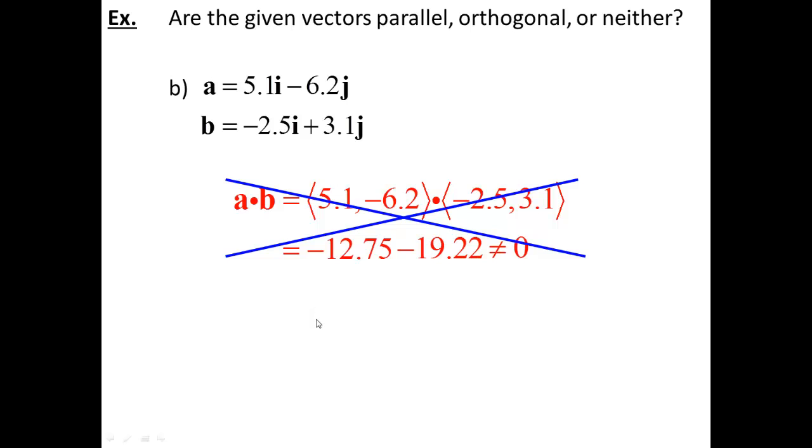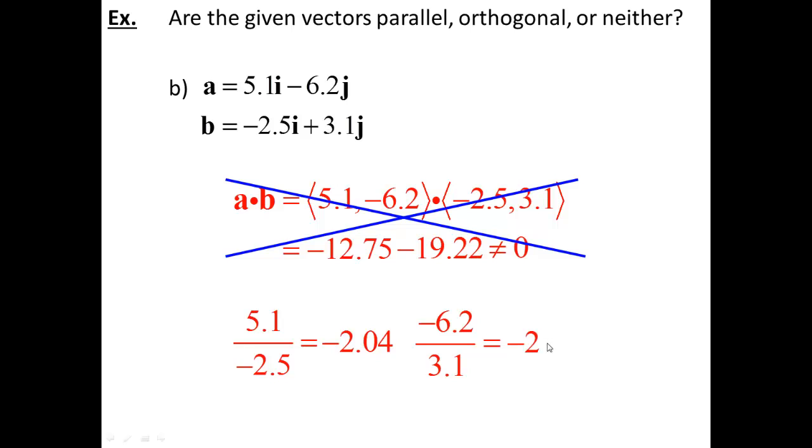Next thing I'll do is check to see if it's parallel. The way I check to see if it's parallel is I just divide. Divide the A components, divide the B components. Well, on the A side I get negative 2.04. On the B side I get negative 2. Close enough, you might think, but not quite. There is no such thing as close enough. It either is or it isn't. This one isn't, therefore neither would be my answer.